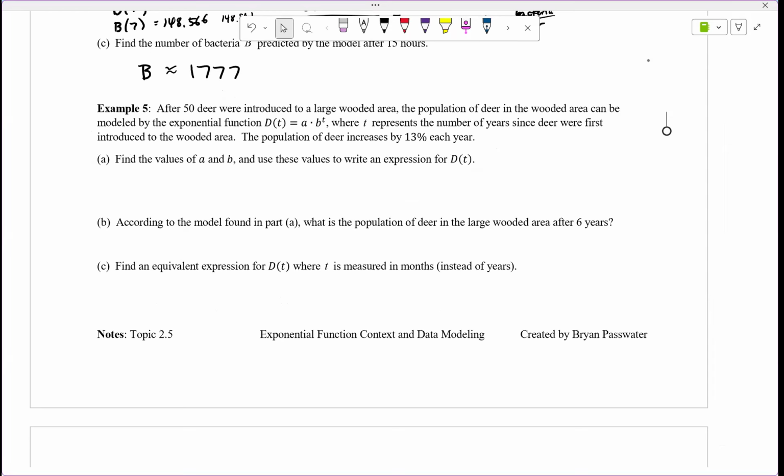It says that deer increased by 13% per year. So d of t, is this a difficult problem? No. It's actually pretty straightforward. d of t is equal to 50 times 1.13 to the t. It's growing by 13%. Now, if it was decreasing, it would be 1 minus, all relative to 1. I think it has to be shifted just the number of years since they were first introduced. So 1 year later, it's 13% more. 2 years later, it's 13% of the 13% more.